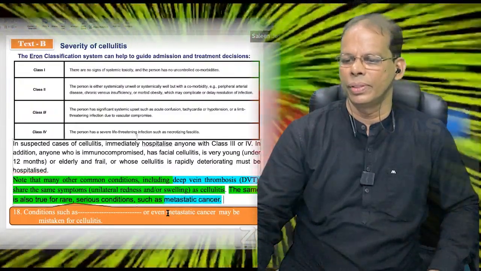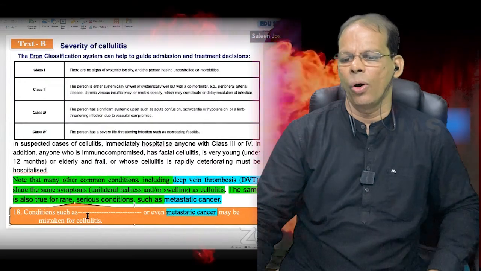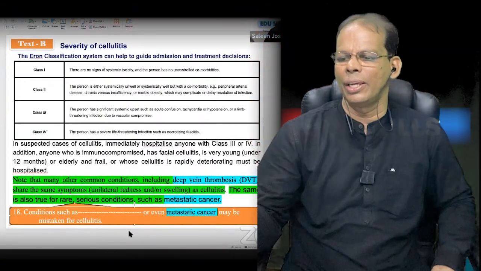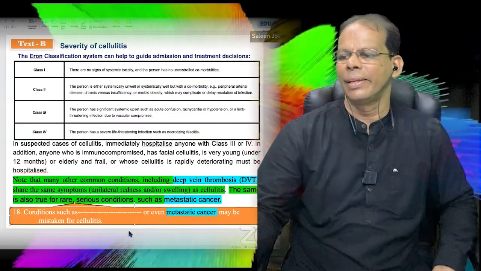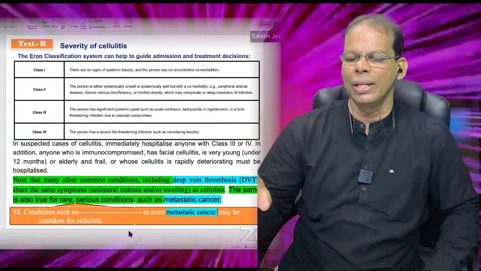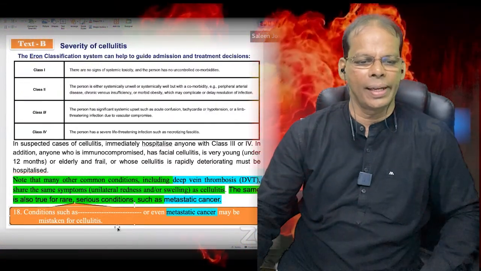One is here, metastatic cancer. Yeah, conditions such as DVT, or even DVT. So DVT is the answer. So how do they use the conjunction? In the text, it is given in two sentences, two aspects, but they have paraphrased it into one sentence in the question statement. Is that clear?